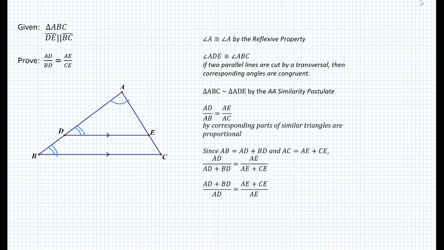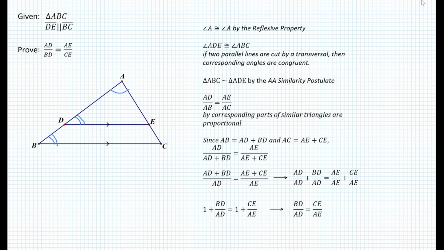Why are we doing this? Because now we can split the fraction. Splitting the fraction, we get that AD over AD plus BD over AD is equal to AE over AE plus CE over AE. Now, what is AD over AD and AE over AE? Well, we know that's simply 1. So at this point, we can cancel the 1 or subtract 1 on both sides of the equation to obtain that BD over AD is equal to CE over AE.